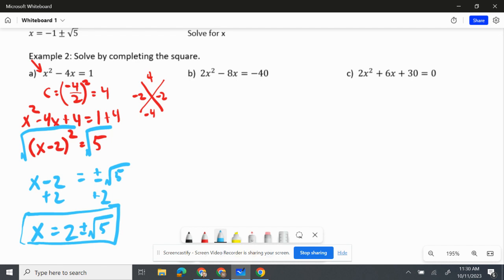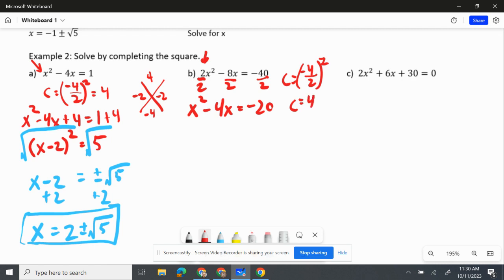Now for letter B, it's a little bit more complicated. When we're looking at it, notice that we have an a value. So we're going to divide all of them by 2. And that gives us x squared minus 4x is equal to negative 20. We're going to find our new c value. So we're going to take the negative 4, divide it by 2, and square it. And that gives us a 4. So we have x squared minus 4x plus 4 equals negative 20 plus 4.